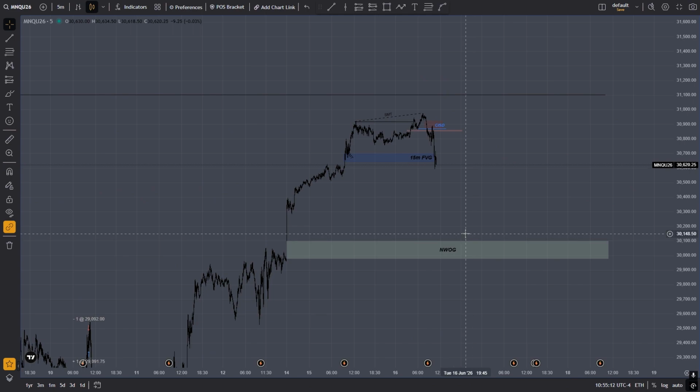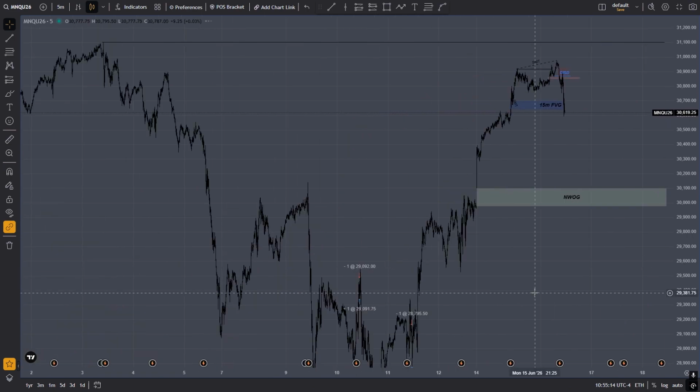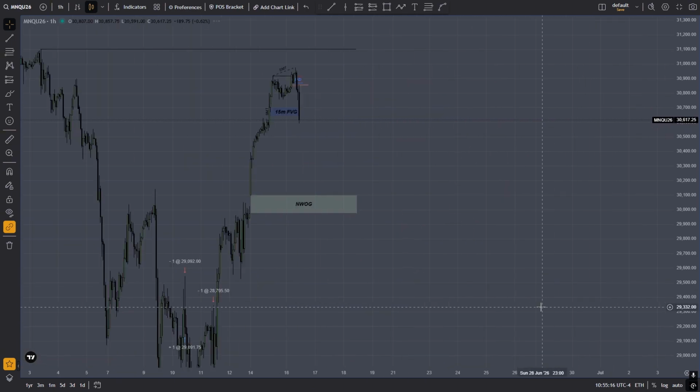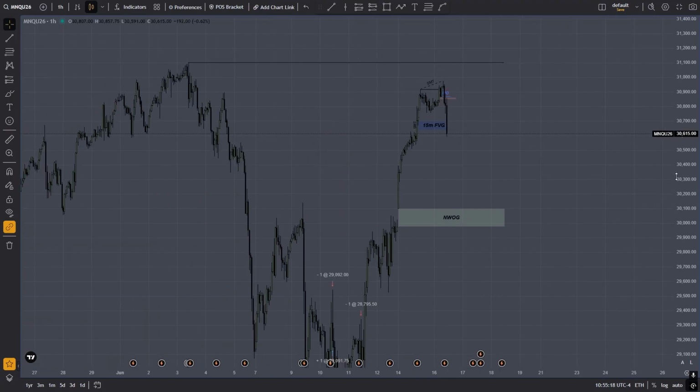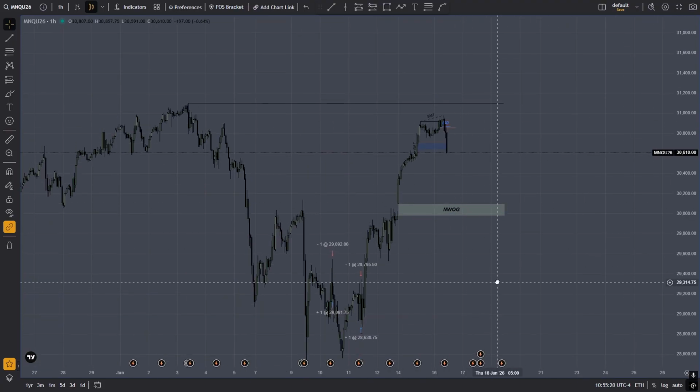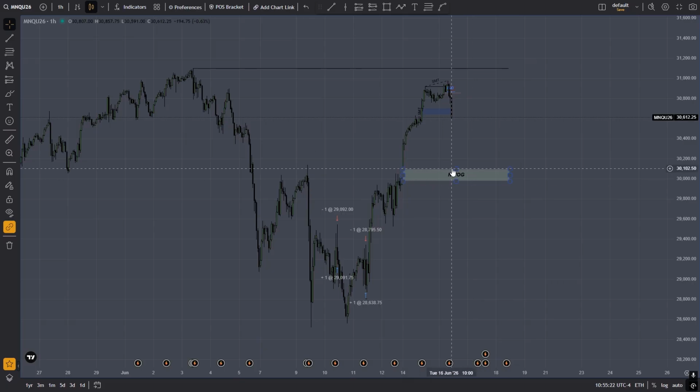I would say in the foreseeable future, there's probably a very high chance that we reach back into this new week opening gap. So that is a draw on liquidity that I'm looking for during this week. Could happen today, could happen later in the week, could happen during FOMC. I don't know, but yeah.